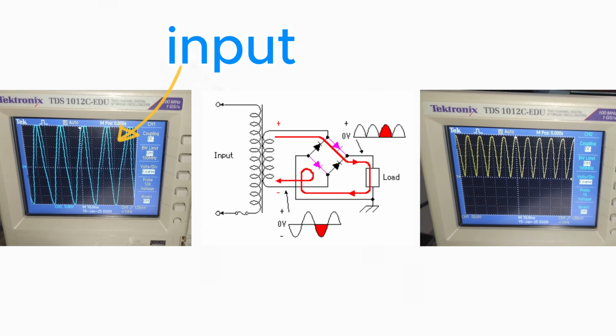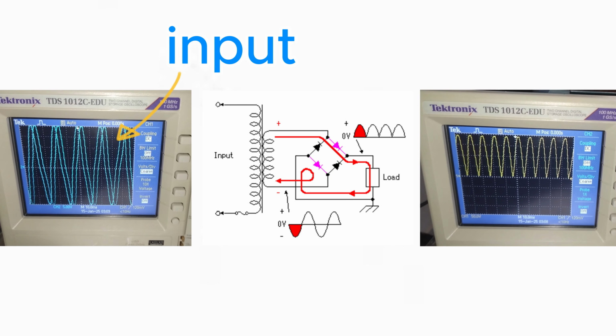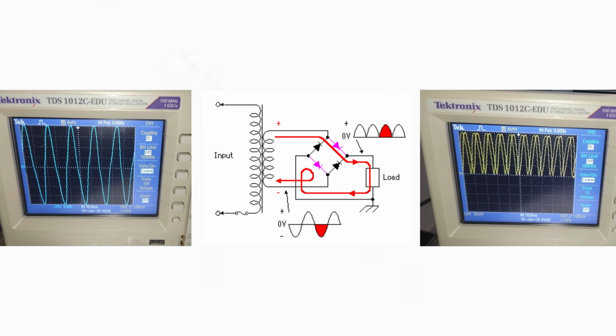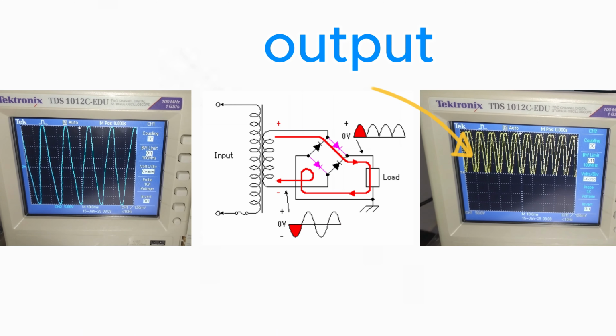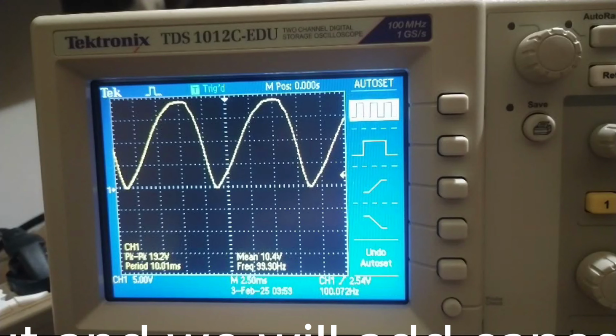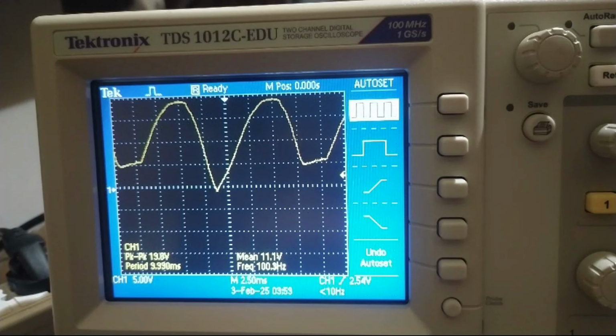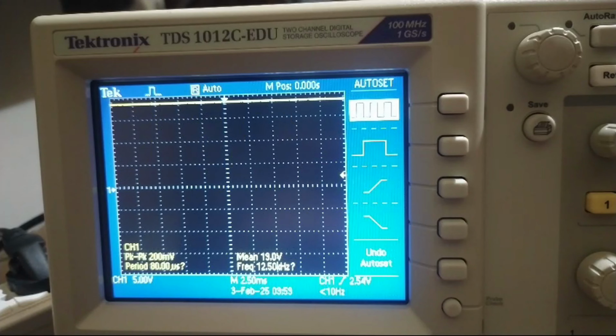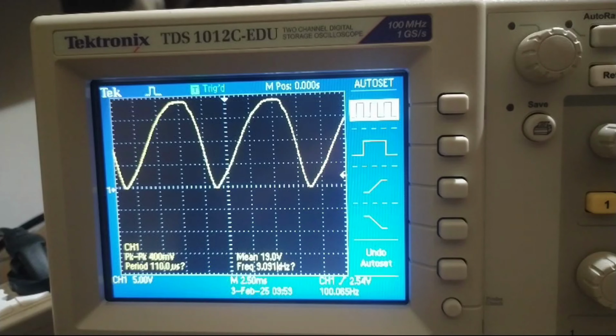As you see, the input is a sinusoidal wave. And here is the output without the capacitor. As you see, here is the output, and we will add the capacitor now to see the effect of it. As you see, the effect of the capacitor is to make the output a straight line, or DC voltage.